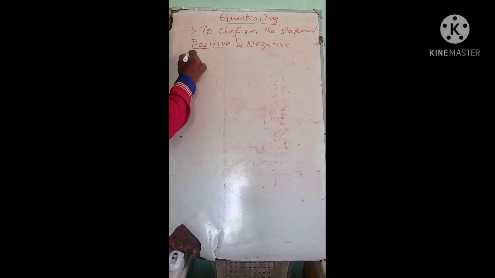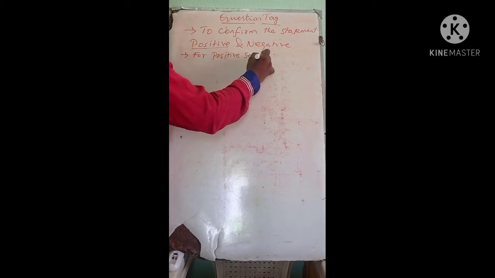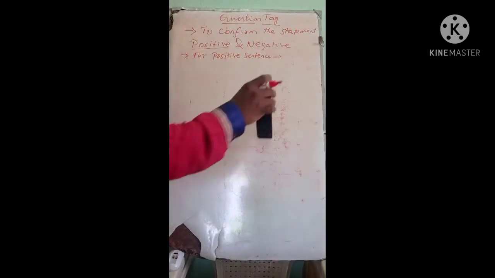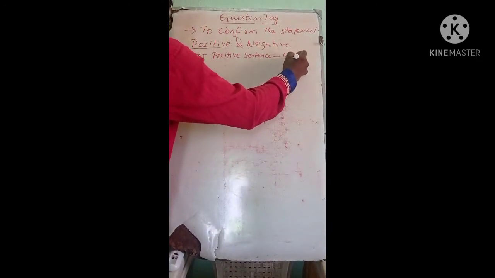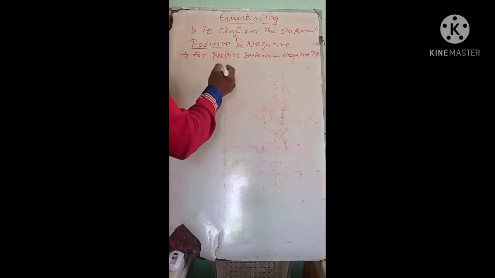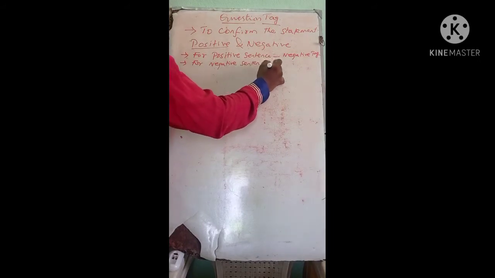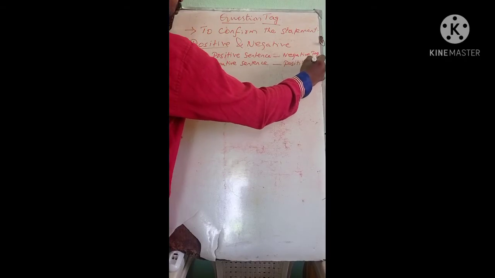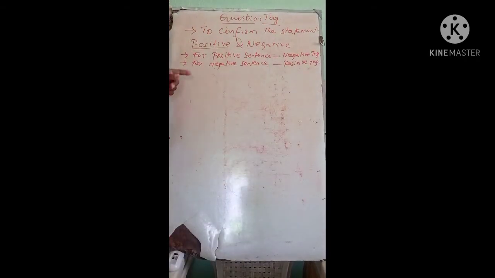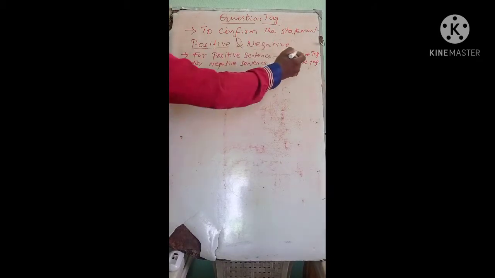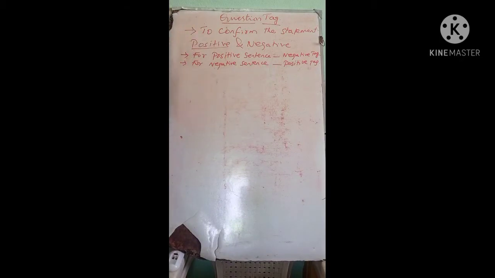Let me write here. For a positive sentence, we should write what? Negative tag. For a negative sentence, we should write positive tag. Clear? Very good. So, if you are given a positive sentence, you should write a negative tag. If you are given a negative sentence, you should write a positive tag. This is the basic formula of writing tags. Then the next step: how do we write a positive tag or negative tag?